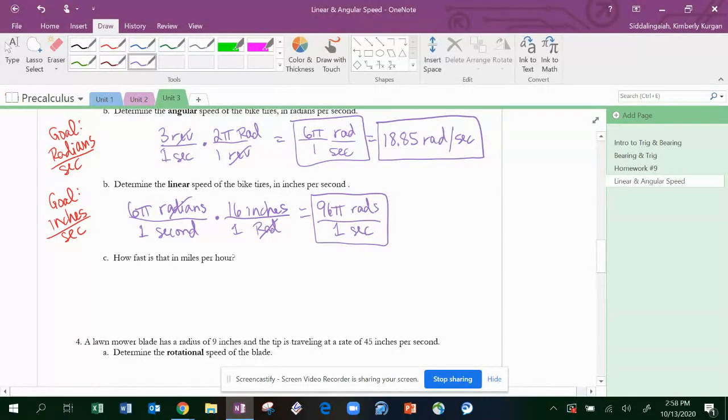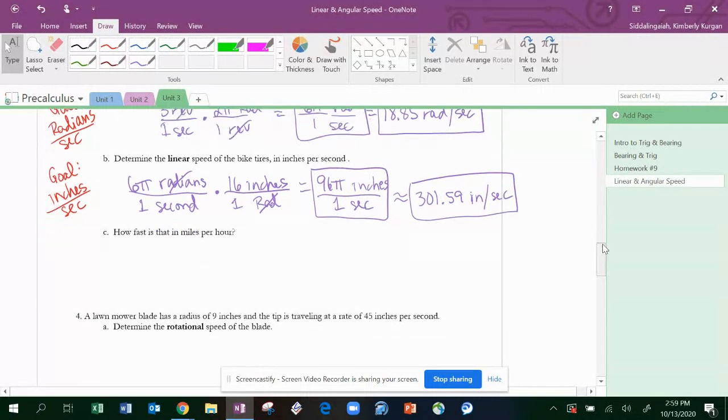If you wanted to, you of course can multiply that 96 by pi, and an approximate answer would be 301.59, and that should not say radians, inches. This would be inches per second. Sorry, folks, for all the little mistakes I'm making. There's a lot of details to cover.